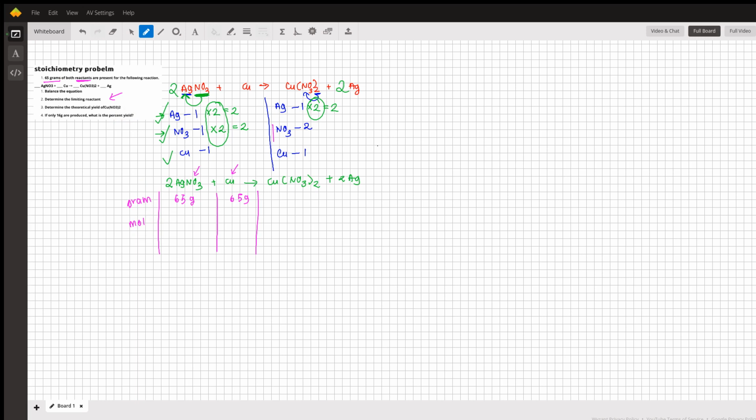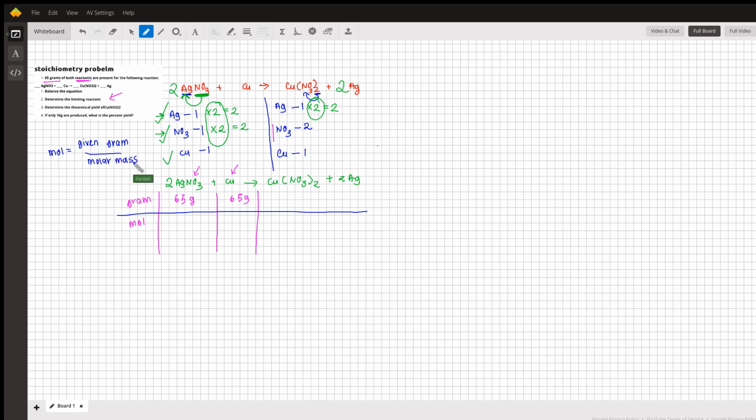Always remember, I like to say that the currency of chemistry is the mole. That means anything you need to do in chemistry, you always need to change it to mole. So first we need to change the gram into the mole. So how to find the mole? Mole is given gram divided by the molar mass. So mole equals given gram divided by molar mass.